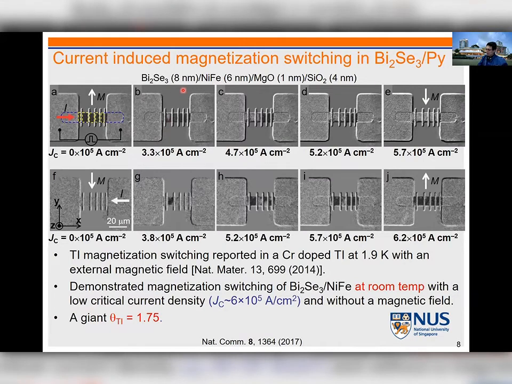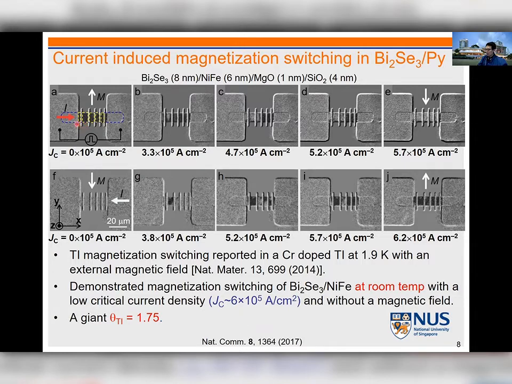So by having this 8 nanometer bismuth selenide, we can deposit nickel iron on top. Then we chop down this nickel iron into many different squares with different coercivity and anisotropy. Then this is a more microscopic image from the top view.